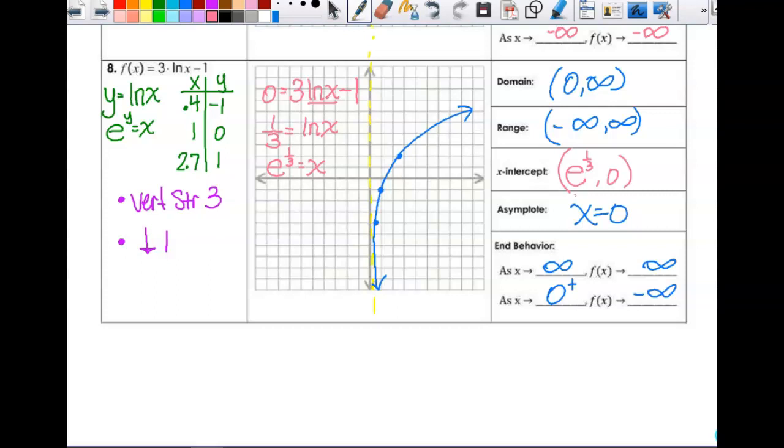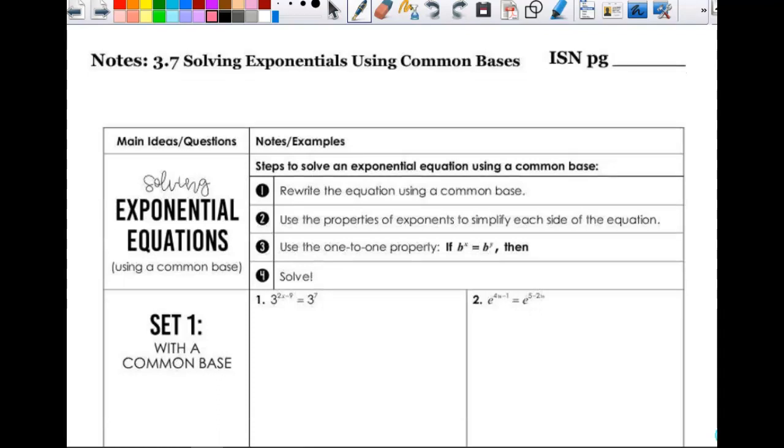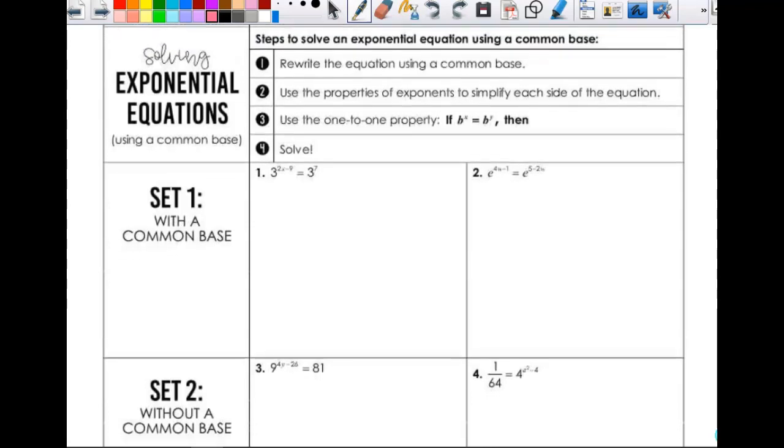Let's move on to what we're actually doing today, which is solving exponentials using common bases. Most of these steps we've pretty much already done in getting to know logs and exponentials. So here are the steps to solve. We rewrite the equation using a common base, which we've already kind of done. That was probably something on your quiz today. Use the properties of exponents to simplify each side of the equation. We've done that. And then use the one-to-one property, but we haven't really talked about what that means. The one-to-one property is what actually allows us to solve it.